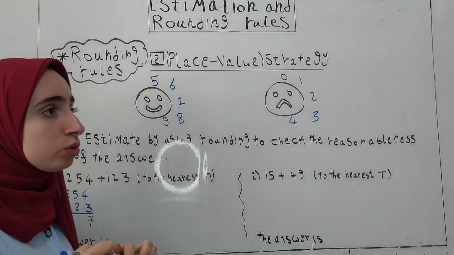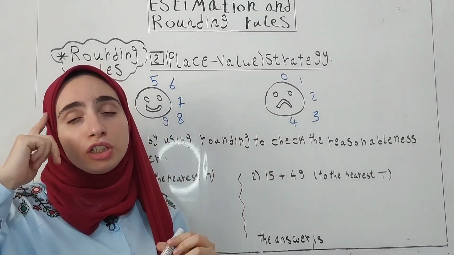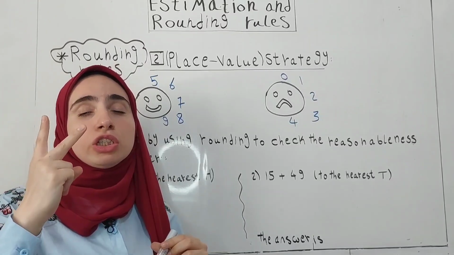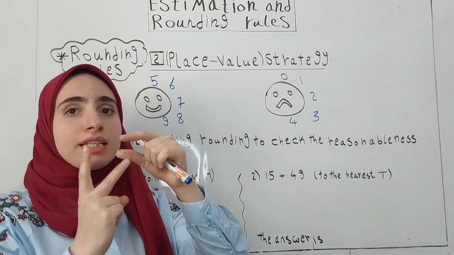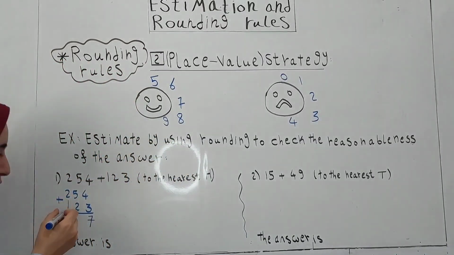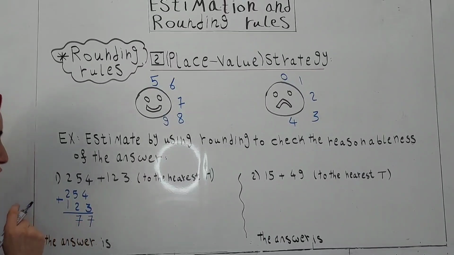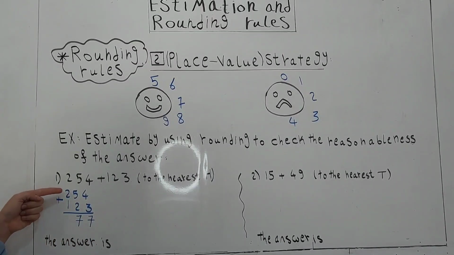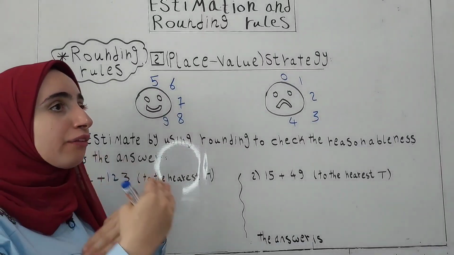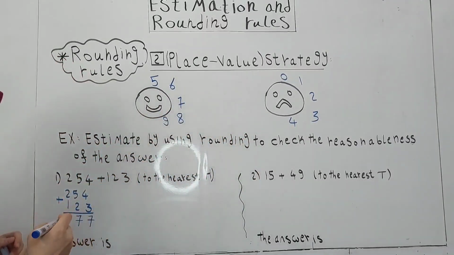Go to the tens place. 5 plus 2. Also we put 5 in your mind and put 2 in your hand. After 5, 6, 7. It will be 7. Go to the hundreds place. 2 plus 1. After 2, 3.